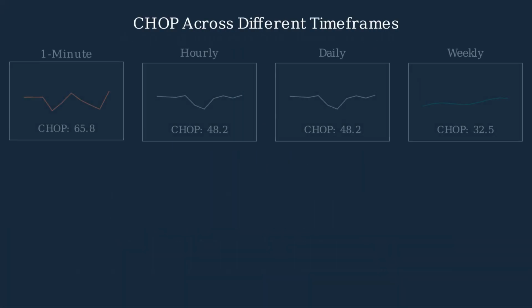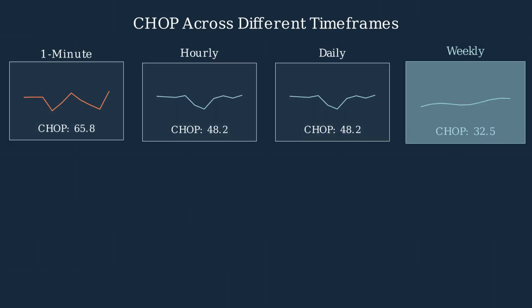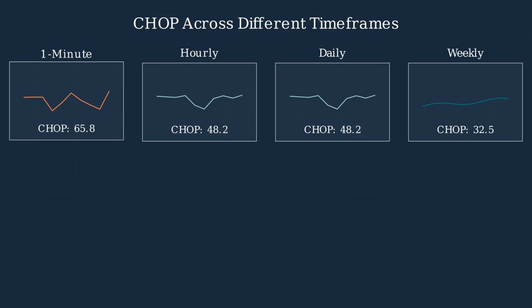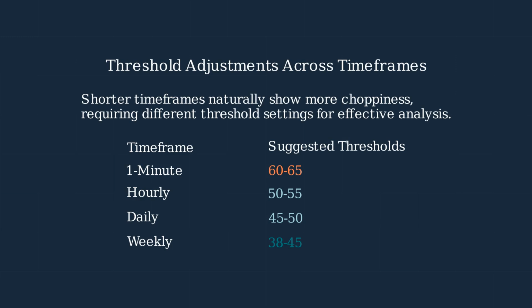The choppiness index can be applied to any time frame, from intraday charts to weekly or monthly analysis. Notice how shorter time frames naturally show more choppiness. The 1-minute chart displays high CHOP values, while weekly charts tend to show lower values. Because shorter time frames naturally show more choppiness, threshold adjustments are necessary for proper interpretation. Each time frame requires different threshold settings.